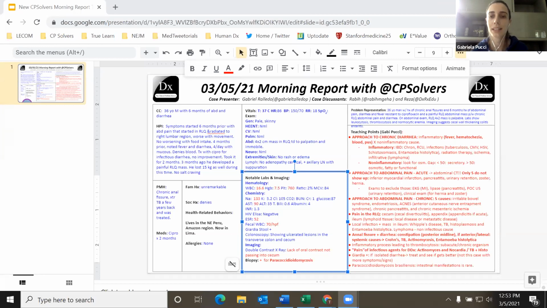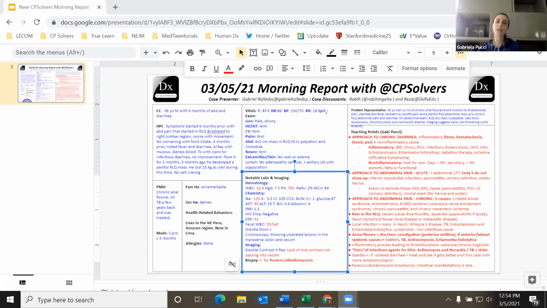Another important thing to learn from this case was the approach to abdominal pain. For acute abdominal pain, usually you have to do an abdominal CT scan. Only 5 diseases do not show up in this exam: inferior myocardial infarction, pancreatitis, urinary retention, zoster, and hernia. You have to do other exams to exclude those diseases, which are ECG, lipase, point of care ultrasound, and the clinical exam to exclude hernia and zoster.